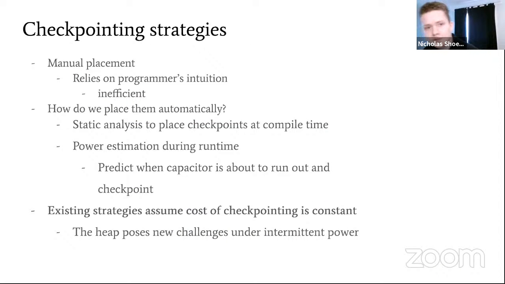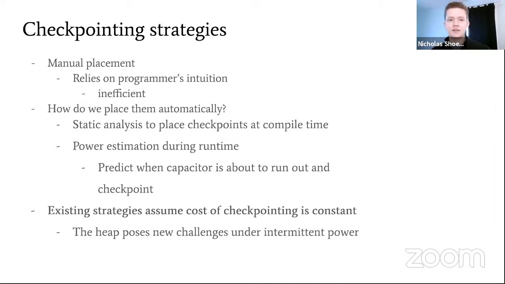But it's too difficult to place these checkpoints manually, because that would rely on us, as the programmer, being able to predict where these power failures were going to occur. That's too difficult. So we need some way to place them automatically. And there's two ways to do this. We could use static analysis to place checkpoints at compile time, or we could use some form of power estimation where we try to predict what the energy level in our capacitor will be. And then when we think it's getting low, we can preemptively checkpoint and save all our state.